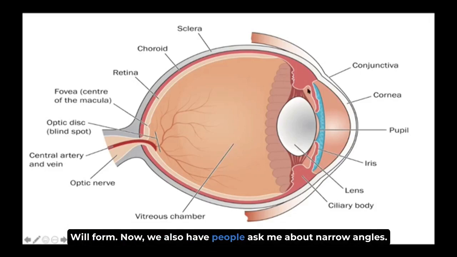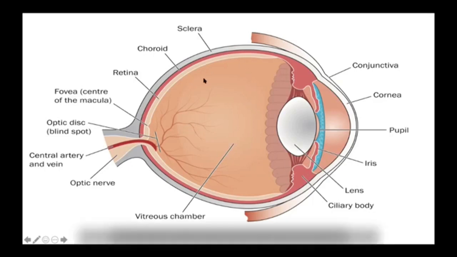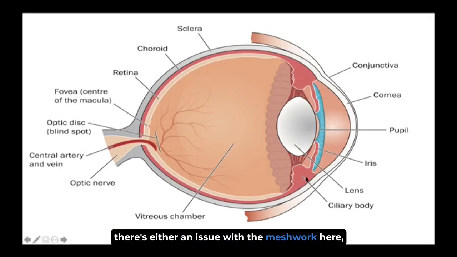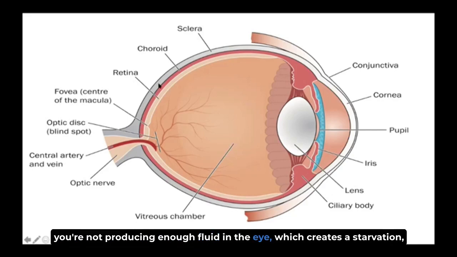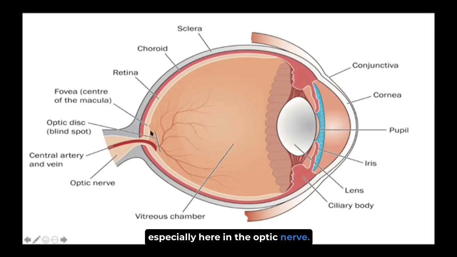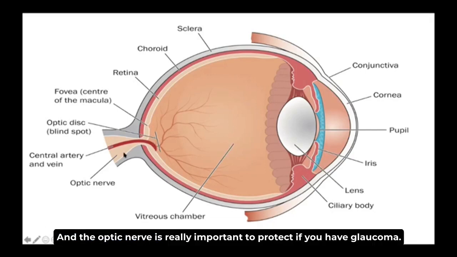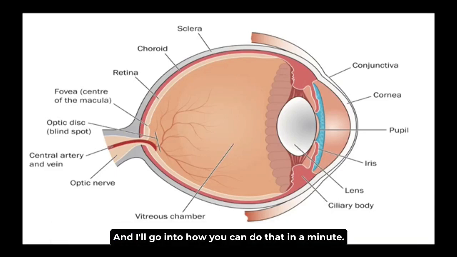Now, we also have people ask me about narrow angles. So this is kind of the entryway where the fluid circulates throughout the entire eye. And when you develop glaucoma, there's either an issue with the meshwork here, so there's an impediment in the fluid, or you're not producing enough fluid in the eye, which creates a starvation, especially here in the optic nerve. And the optic nerve is really important to protect if you have glaucoma. And I'll go into how you can do that in a minute.